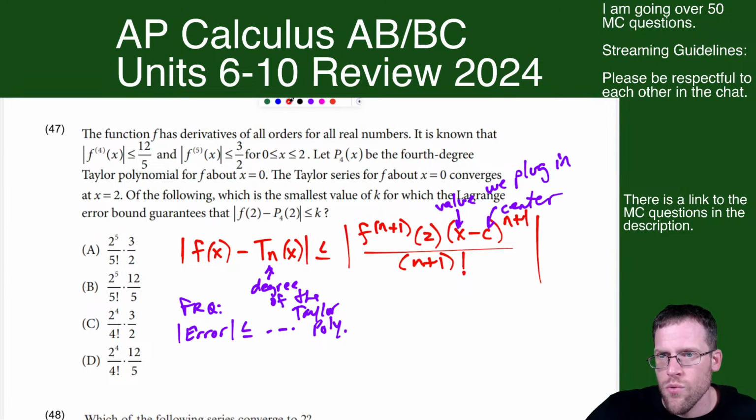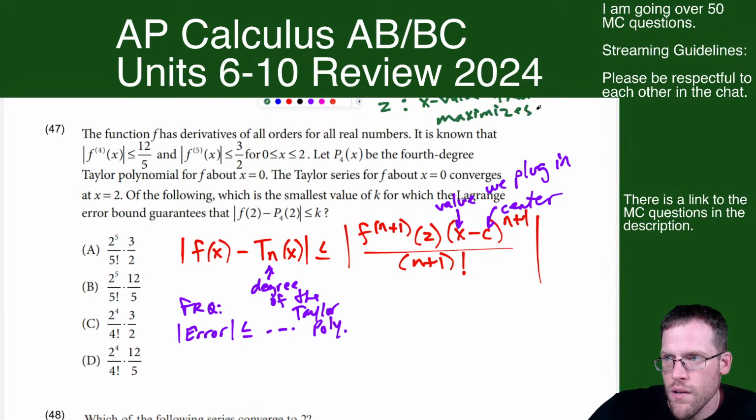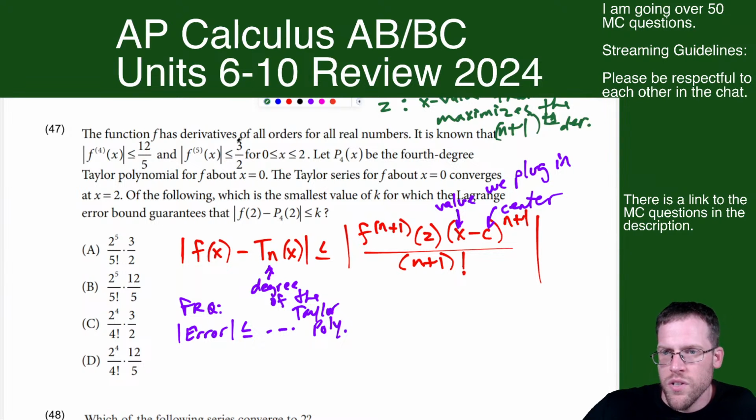Okay. So how I approach these questions, Z, the famous value Z. Z is the x value that maximizes the n plus 1 derivative, okay? Which here, they basically told us. They use P sub 4, whatever. T sub 4, P sub 4, doesn't matter. So P sub 4 is the fourth degree Taylor about 0.